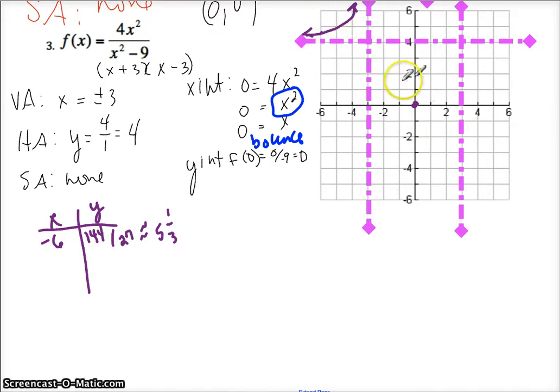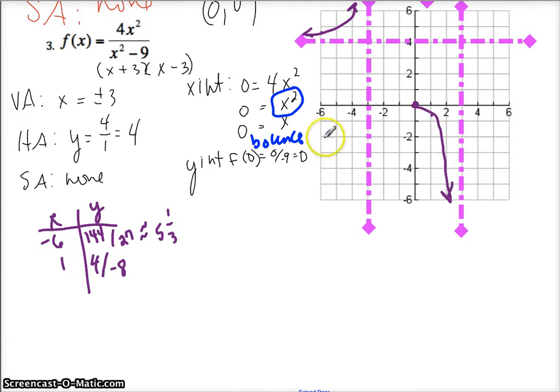For this middle section, you can choose a value between negative 3 and positive 3. Because 0 has already been used, I'll choose to use positive 1. 1 squared is 1. 1 times 4 is 4, divided by 1 squared is 1, 1 minus 9 is negative 8. So when we plot our point, we would go right 1, down a half. That tells me that this section between the x-intercept and the vertical asymptote is below the x-axis.